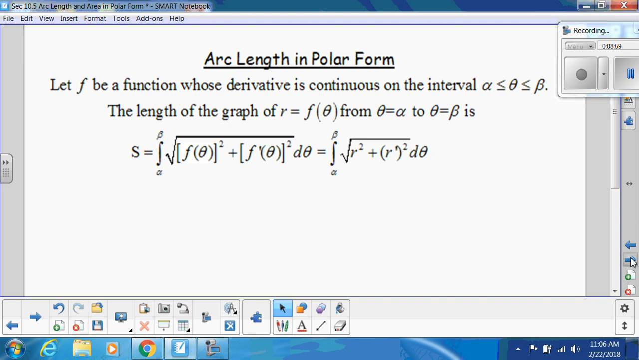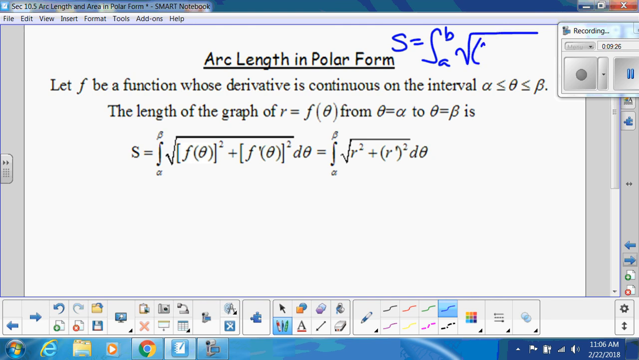Okay, so arc length in polar form. Arc length is going to be very similar to the way we did arc length of parametric. It's just we're going to have a little bit different formula. Now remember, in parametric, our arc length looked like this. We had an integral from a to b of dx/dt, and then dy/dt squared.